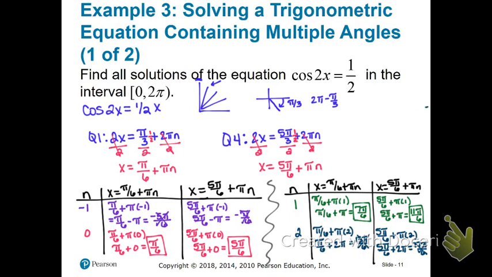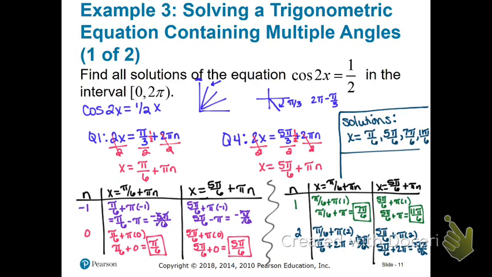So I'm going to come up here, or you can go below because I gave you that extra slide, and write out what your solutions are. So our solutions were x equals, put them in numerical order. Which one's the smallest one? Pi over 6. And then 5 pi over 6, 7 pi over 6, and 11 pi over 6. And so there are our solutions.